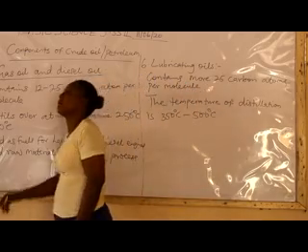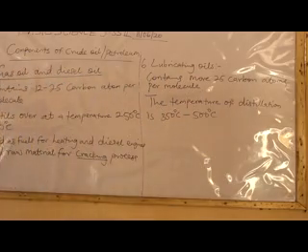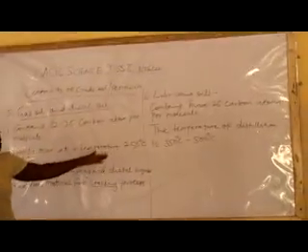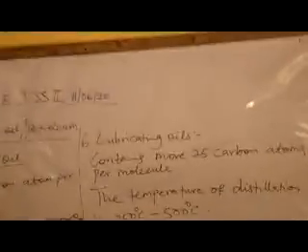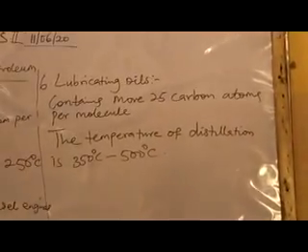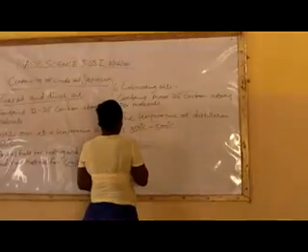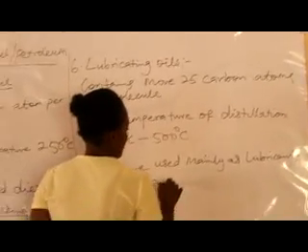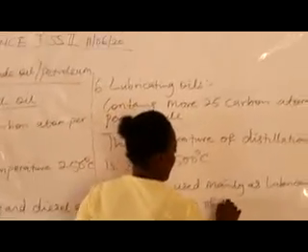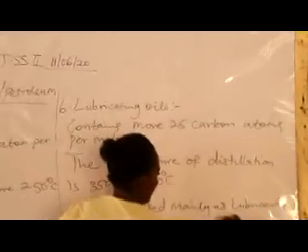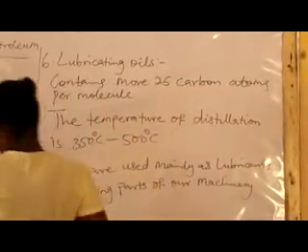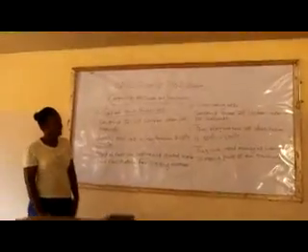This is the temperature at which they separate out. When you heat petroleum up to 350 to 500, lubricating oil begins to come out. They are viscous liquids used for lubricating moving parts. They are used nicely as lubricants or as lubricating oil for the moving parts of our machineries and our engines.